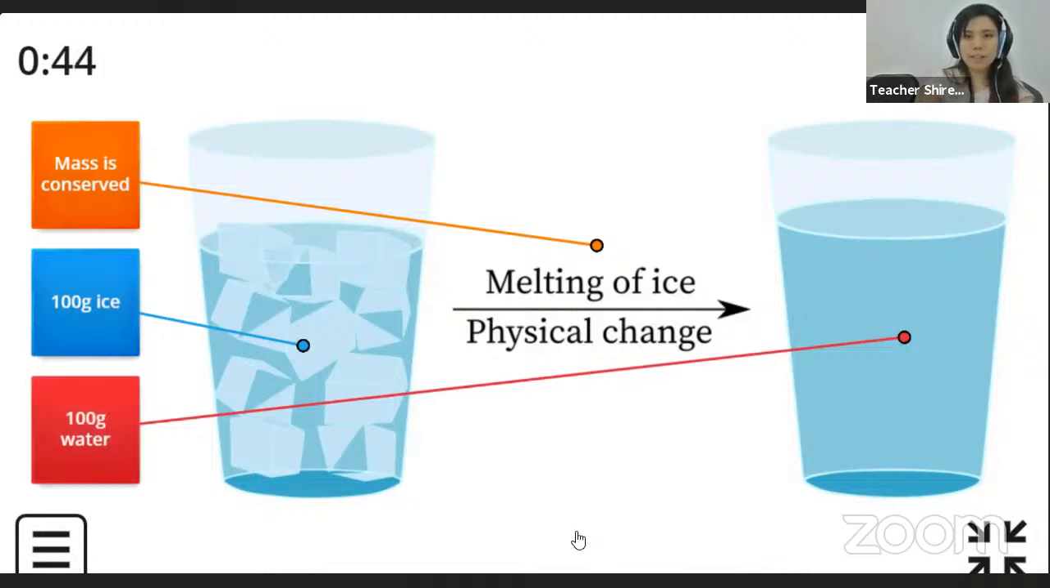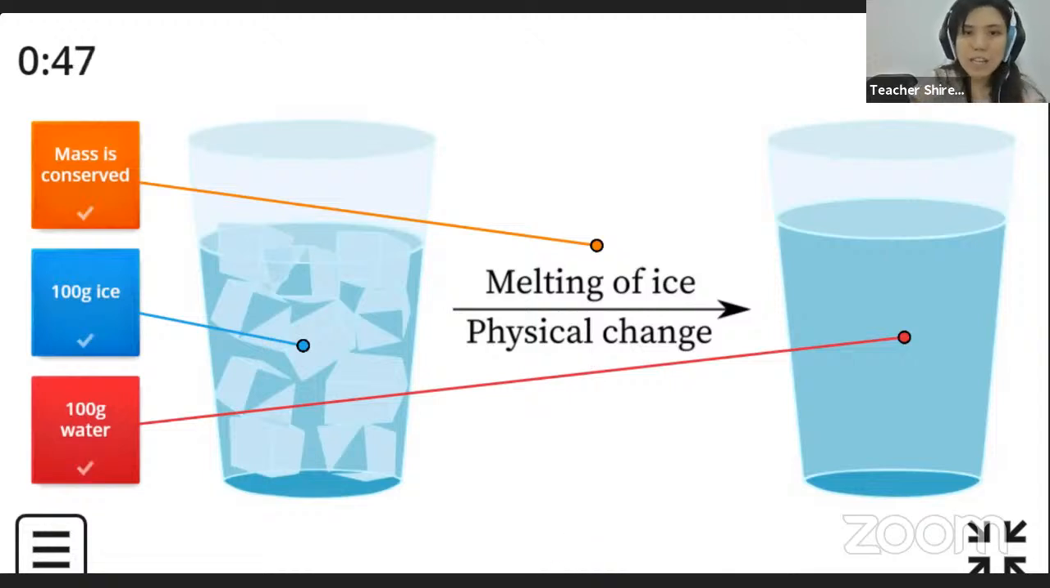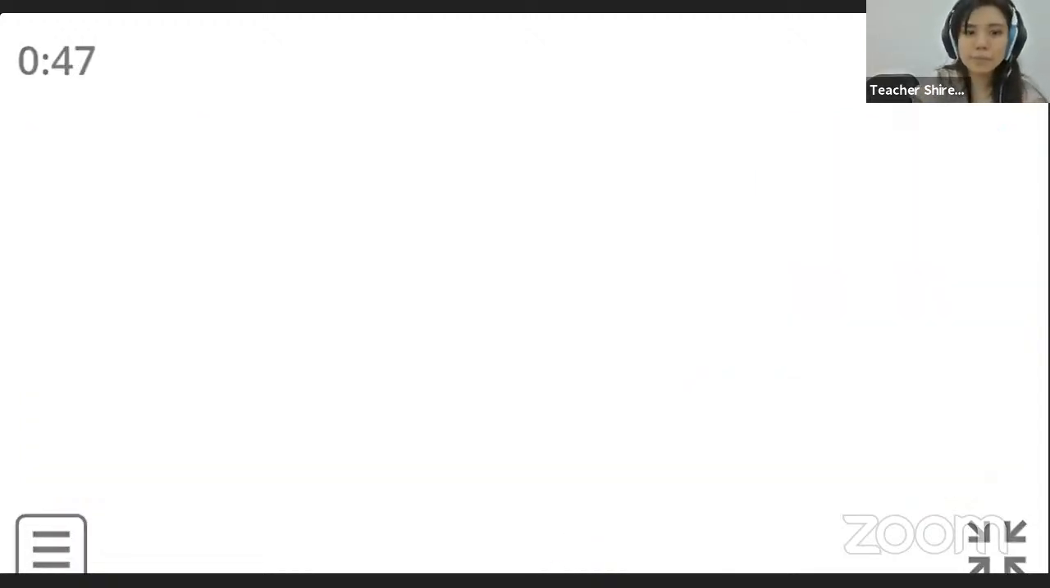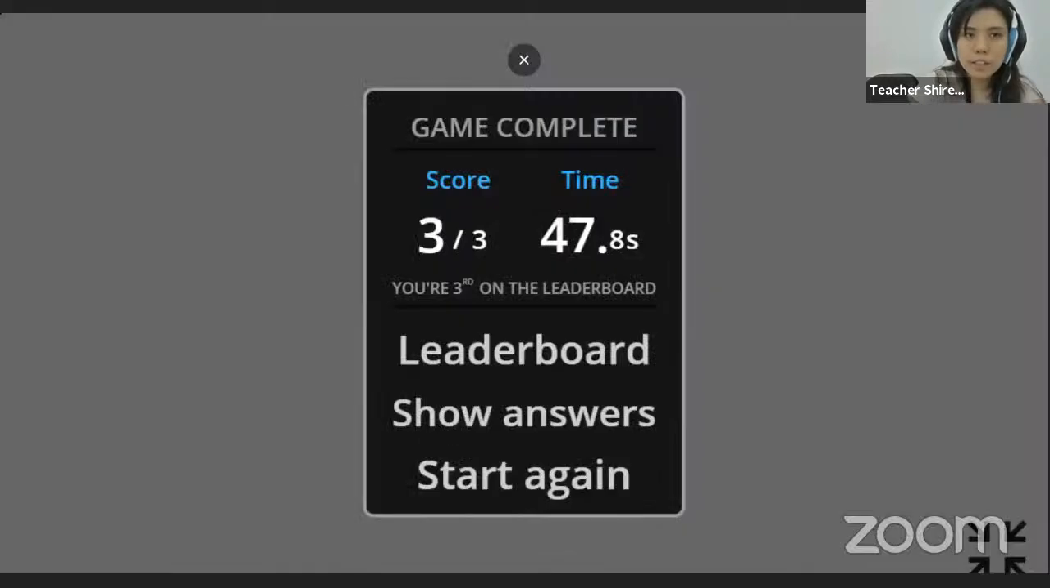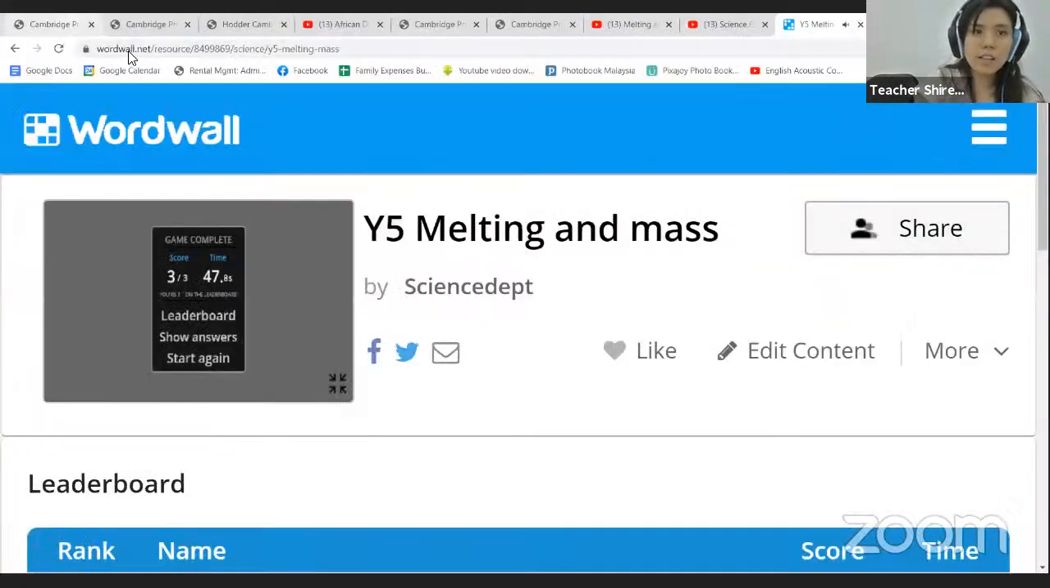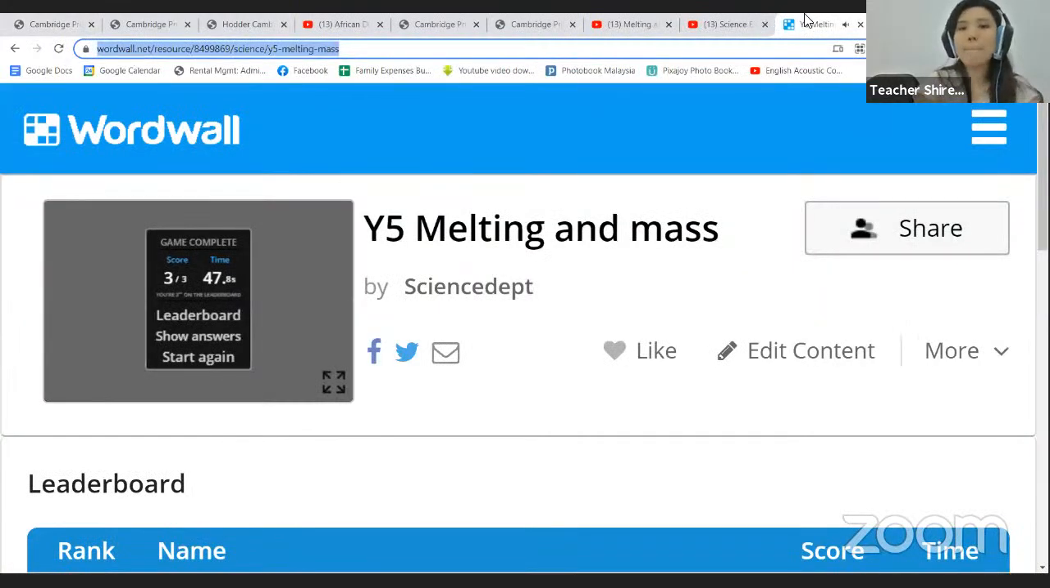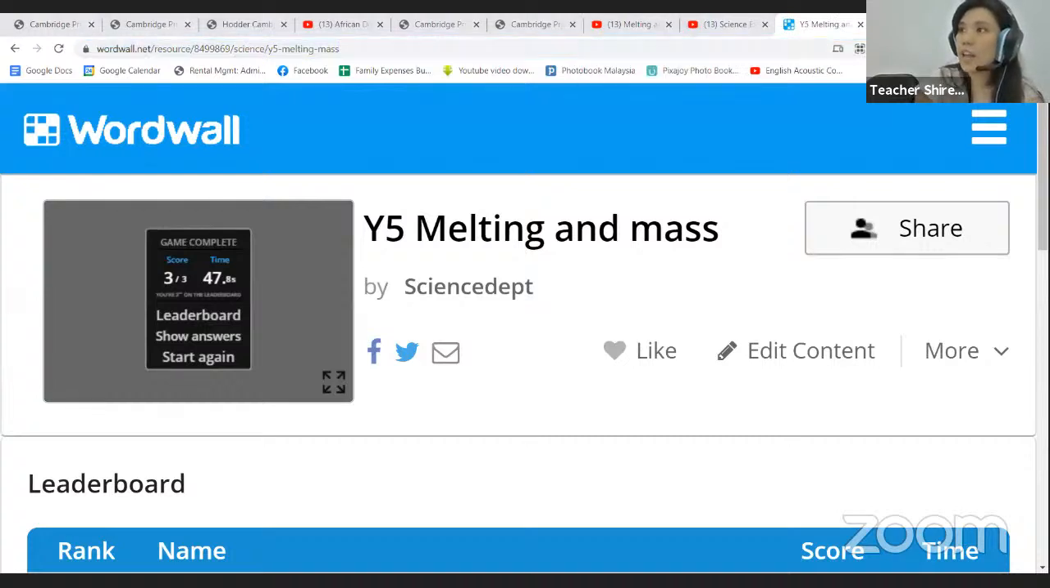Submit. Understand? So regardless, that is an experiment on the mass of the solid and liquid. It's the same regardless of whatever state of matter.